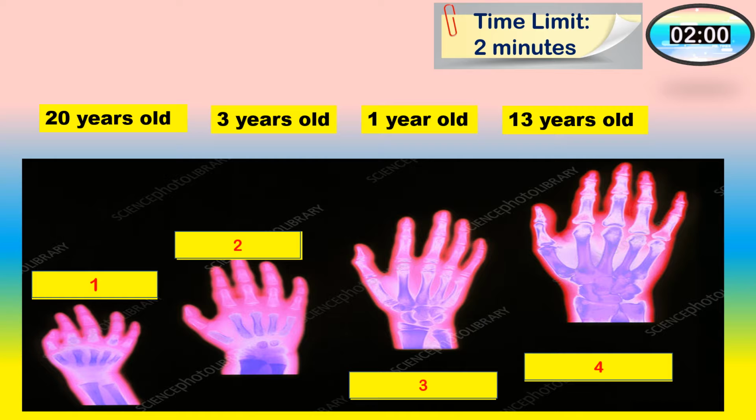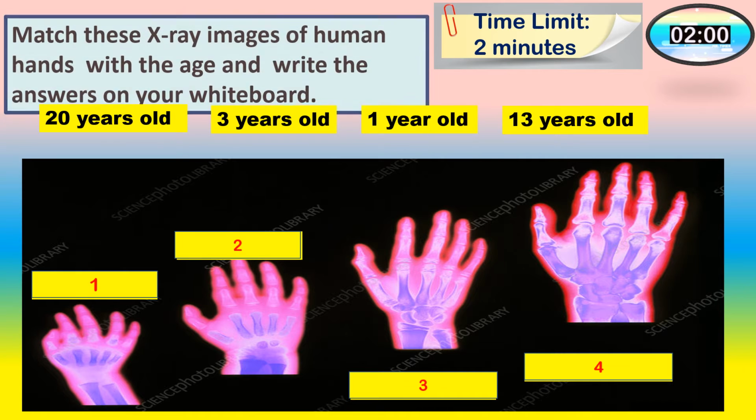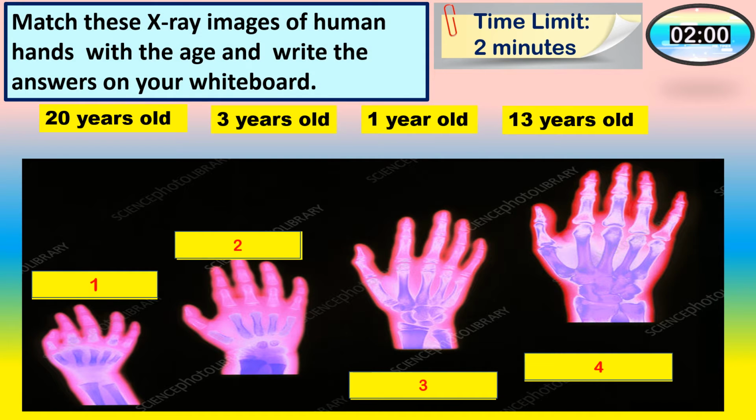After completing the pre-assessment, you're going to match these X-ray images of human hands with the age and write the answers on your whiteboard. The ages are 20 years old, 3 years old, 1 year old, and 13 years old. So you have 2 minutes to do this activity.